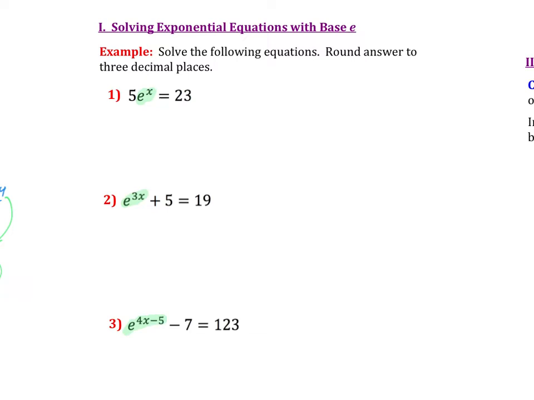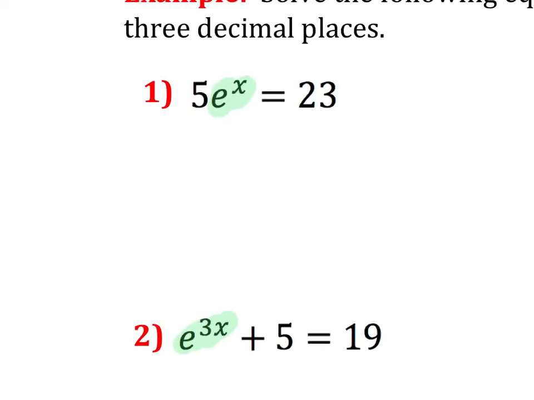Okay? So on number 1, I have 5 times e to the x equals 23. Hey, how fun is that? My birthday is May 23rd, 5/23. Look at that. So first thing we'll do is divide 5 to the other side. If I do that, I'll get e to the x equals 23 divided by 5, which is 4.6.